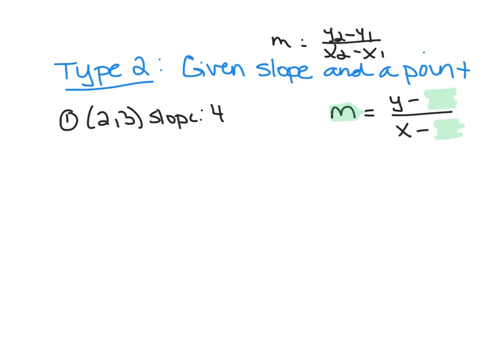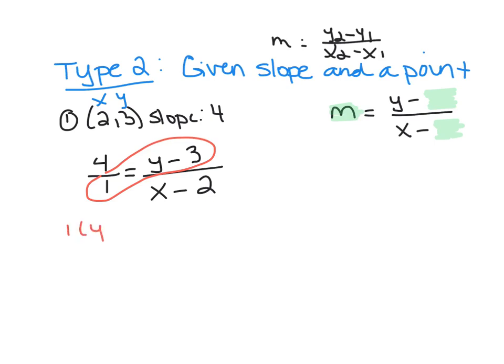Okay, so here's what you do. Slope formula, slope equals 4. And I'm going to put it over 1 so that I have a fraction and a fraction. Equals y minus y1 over x minus x1. Now remember, this is x, this is y. So y minus 3, x minus 2. And then basically what you have is an equation, a proportion, and you just multiply 1 times y minus 3 equals 4 times x minus 2.